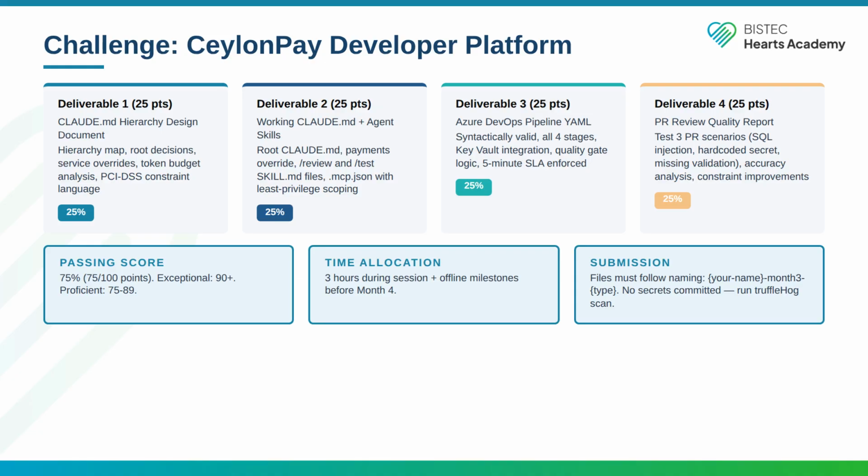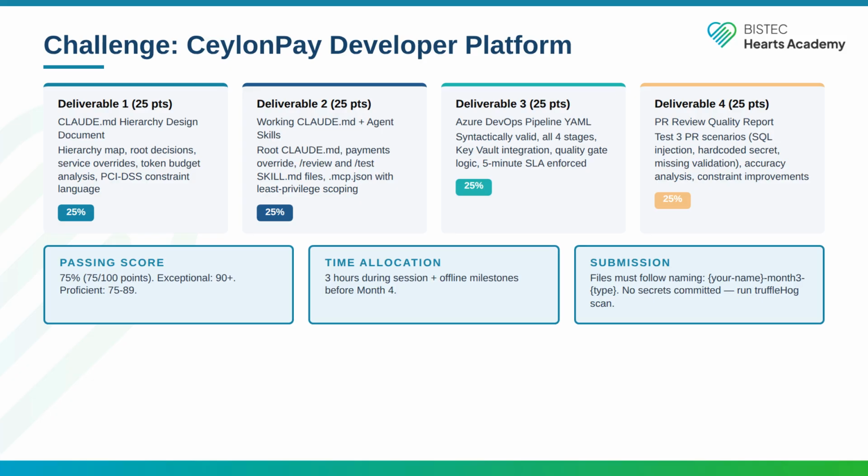Run word count on your CLAUDE.md files, estimate tokens at roughly 1 token per word, and verify you're within the 2000 token root limit and 8000 token session limit. Deliverable 2 is the working repository with CLAUDE.md, many files, and agent skills. The minimum functionality checklist is your acceptance criteria. The most disqualifying failure mode is having a root CLAUDE.md that exceeds 2000 tokens. It means your hierarchy design is wrong.